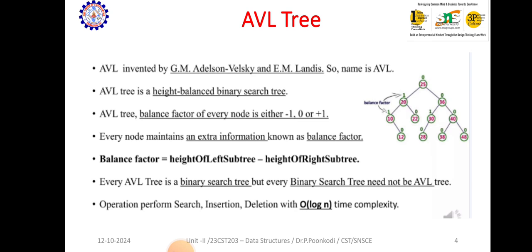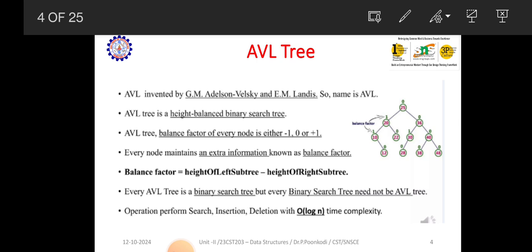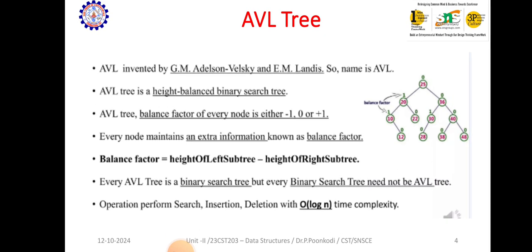The AVL tree is a height balanced binary search tree. Already we have discussed the balance factor: every node maintains extra information known as the balance factor, calculated using the formula height of left subtree minus height of right subtree. Every AVL tree is a binary search tree, but every binary search tree need not be an AVL tree. The operations performed on an AVL tree are insertion, deletion and search.